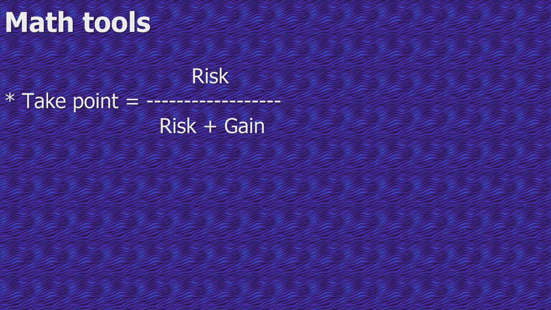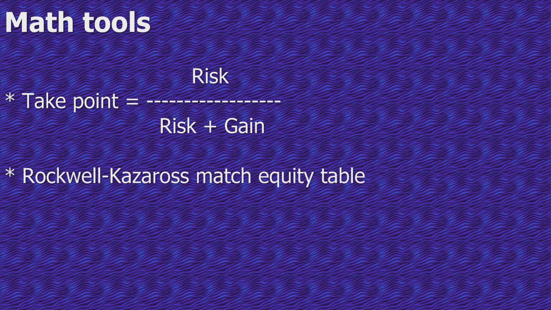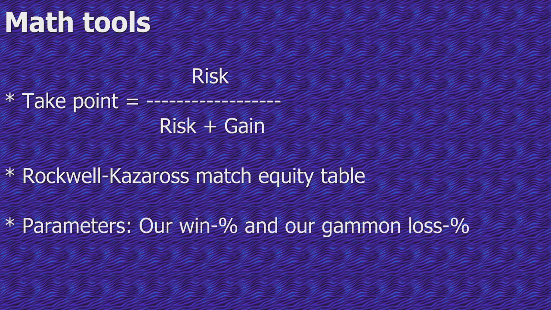There are many different match equity tables, and I decided to use the Rockwell-Cassaros match equity table for my calculations. The parameters needed for the take point table are our win percentage and our gammon loss percentage. We also need our single game loss percentage, but it can be calculated by subtracting our win percentage and our gammon loss percentage from 100.